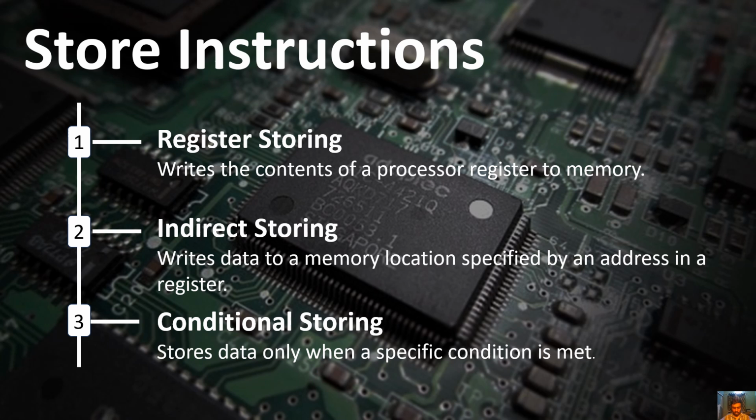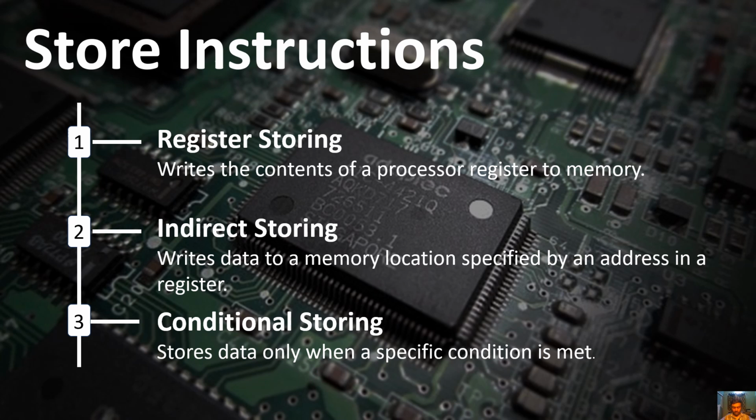Indirect store. Data is stored in a memory location specified by the address contained in another register. Example: move R2, R1 stores the content of register R1 in the memory address contained in register R2. Writes the data to the memory location specified by an address in the register.